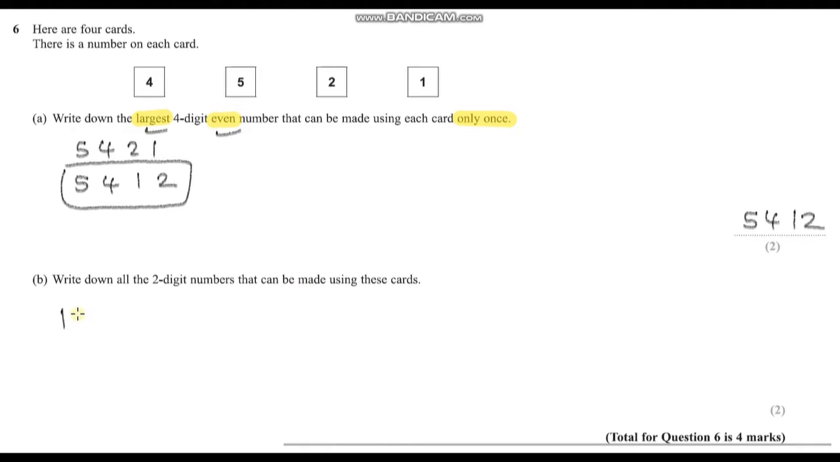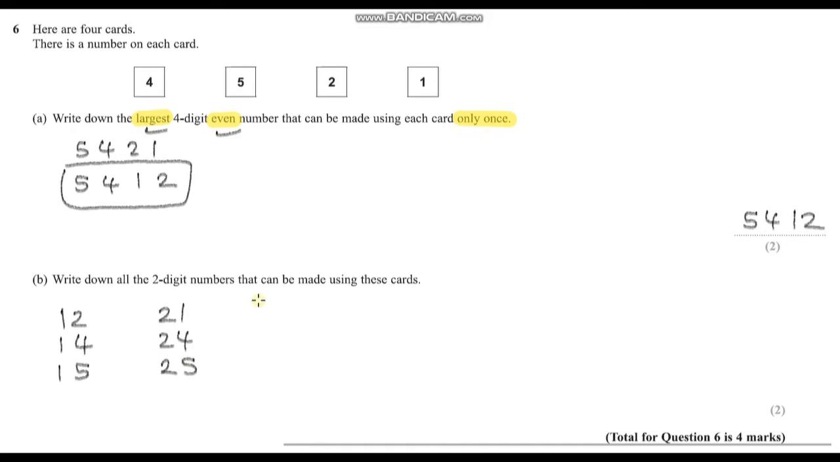So the smallest number we could make would be 12. Okay, the 1 and the 2. Let's keep the 1, and now let's just move up 1. So the next one would be 14, and then the next one would be 15, and that's all of the numbers we can use that start with a 1. So now let's move on to the 2s. So we could say 21. Again, we can't use 22, but we can use 24, and we can use 25. That's all of the 20s.